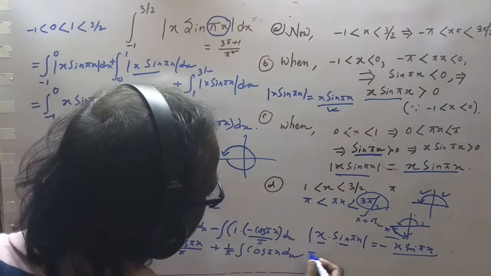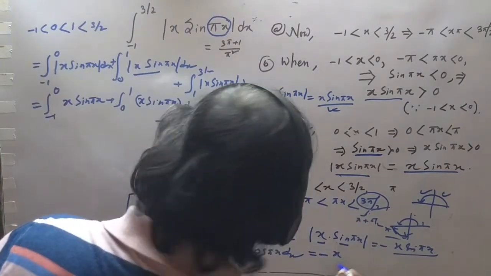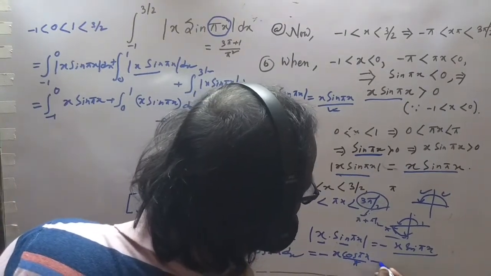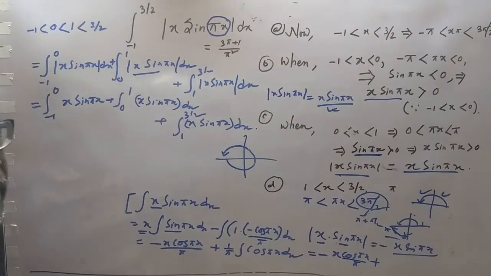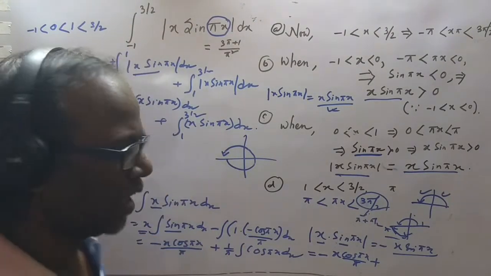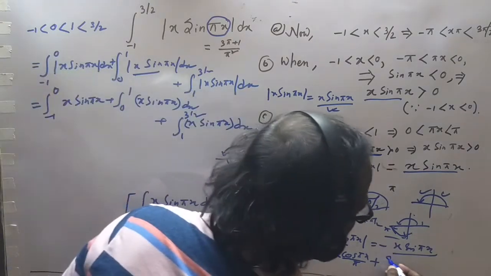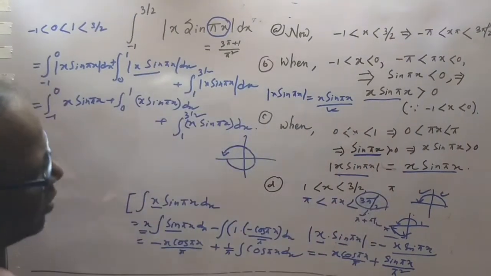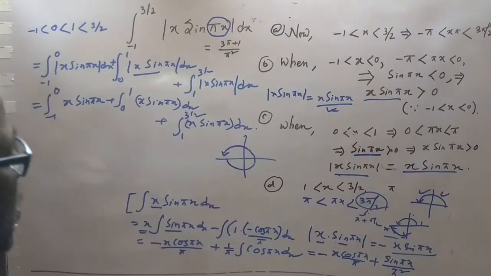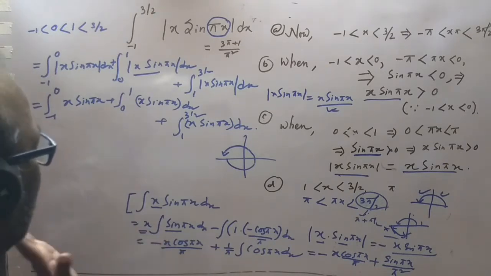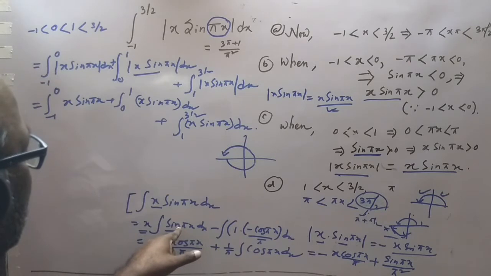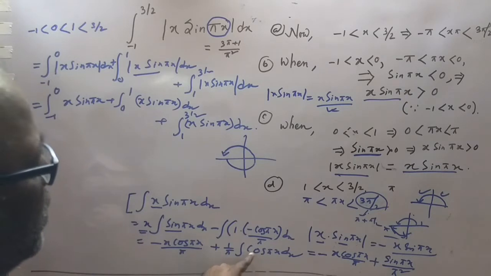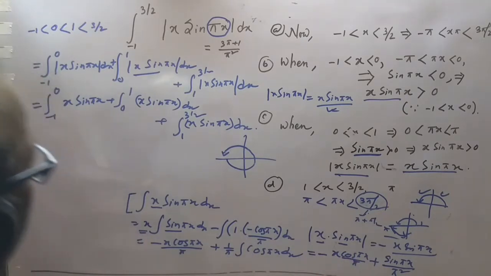This is equal to minus x cos(πx)/π plus the integration of cos(πx), which is sin(πx)/π, that is π squared, so sin(πx)/π². So this is the answer of the integration by parts. You can see here x and the minus, and the integration of sin is minus cos by π. Again we got this integration, which is sin(πx)/π, so π squared.